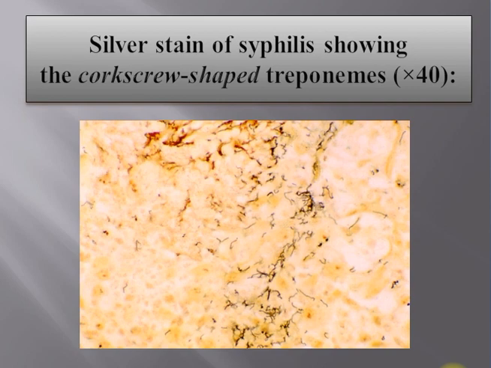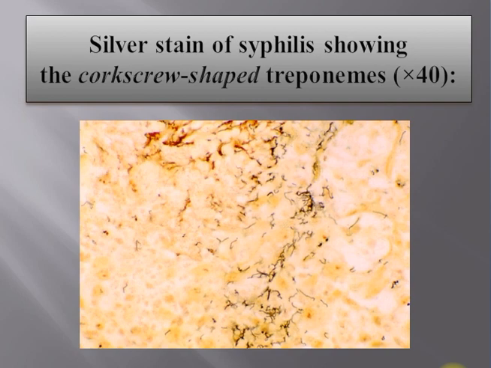For dark field examination, the surface of the lesion should be gently cleaned with sterile gauze soaked in 0.9% sterile saline, avoiding bleeding, as blood cells may mask the treponemes. The best result is obtained using the serous exudate that accumulates on the surface after squeezing the base of the lesion.